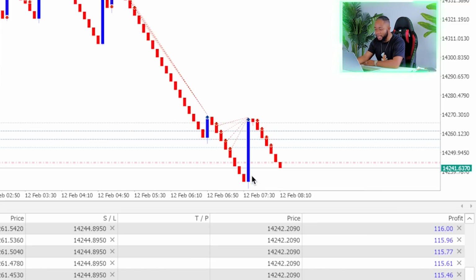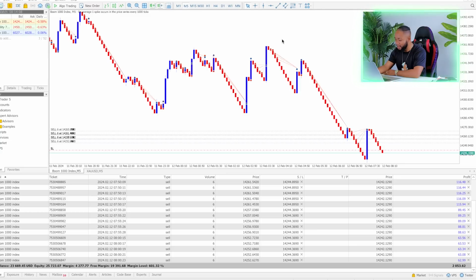See the boom candle we had here. My trailing stop was somewhere here, but the boom candle closed me out right here. This one, my trailing stop was somewhere here. My trailing stop is always just below the current candle. My trailing stop was here, but look at where it closes me out. My trailing stop here was here, but look at where it closes me out. Trailing stop here, it closes me out here.